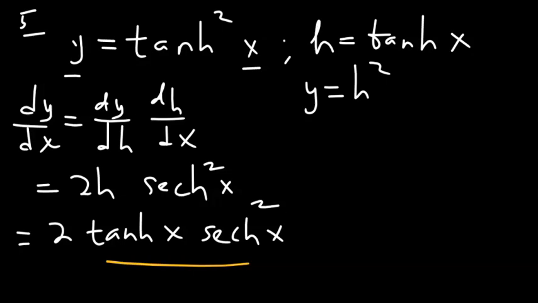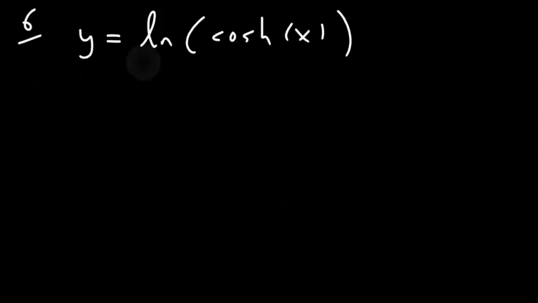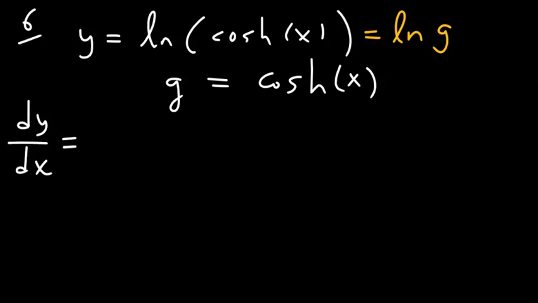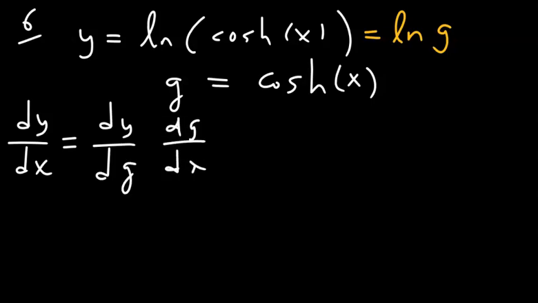And that's the result. The following function has natural logarithm in addition to hyperbolic cosine. So let's first define a function g to be hyperbolic cosine of x. So that means in terms of g, your y is natural log of g. So when you calculate dy dx, you can use the function of a function method, dy dg times dg dx.